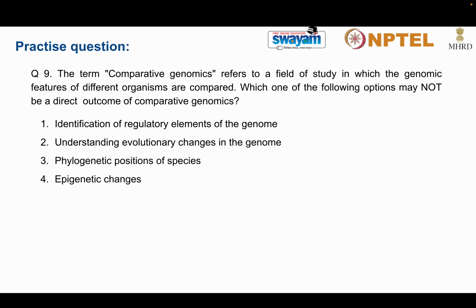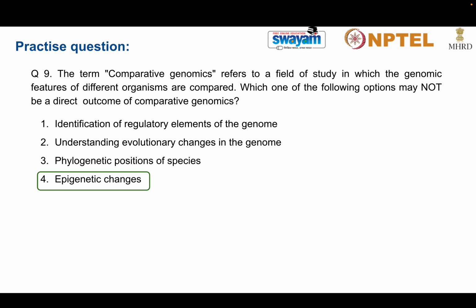So option 1 says identification of regulatory elements of the genome. Option 2 is understanding the evolutionary changes in the genome. Option 3 is phylogenetic position of species. And option 4 is epigenetic changes. So what do you think, which of the options is not the direct outcome of comparative genomics? So let's see its answer. The correct option is epigenetic changes.